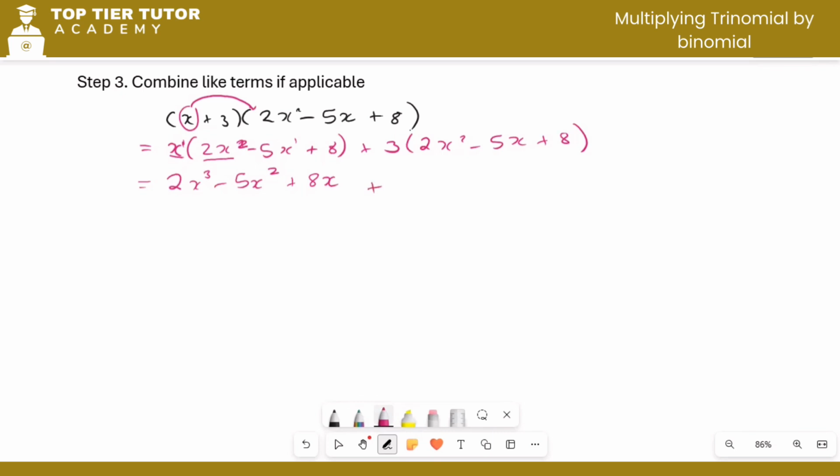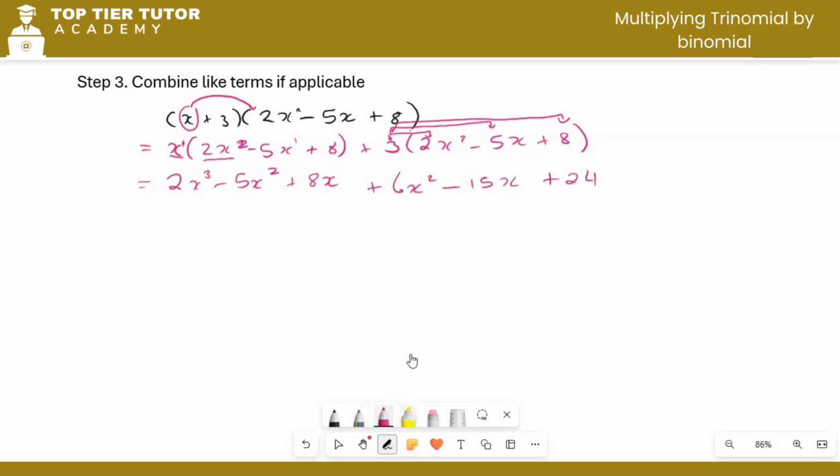Here we have the 3 is going to multiply with the coefficients of our terms and the constant in this case. So we would have a 2 multiplied by 3 to give us 6x squared. We would have a 3 multiplied by negative 5 to give us minus 15x, and we are going to have a 3 multiplied by an 8 to give us 24.